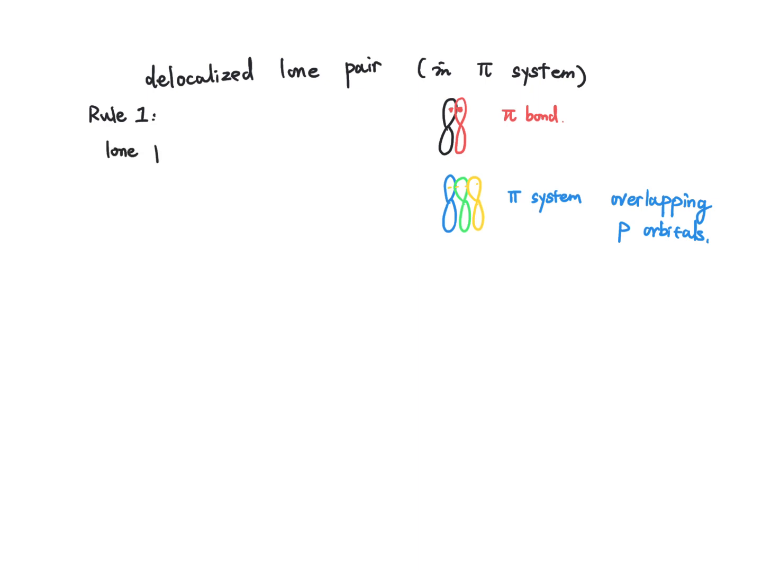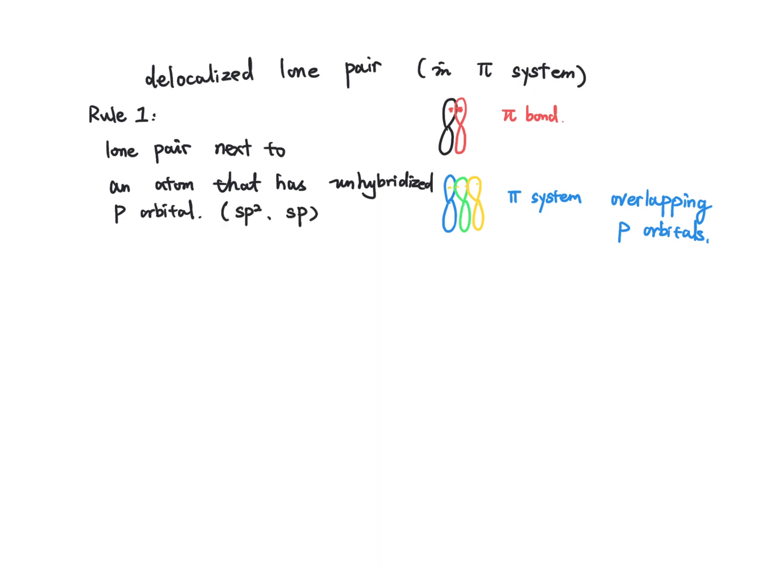If you see a lone pair on an atom and next door, the neighbor atom has unhybridized p orbitals, in other words, if the next door atom is an sp2 or sp atom, then the lone pair on the atom you are looking at is a delocalized lone pair. So let me give you one example.